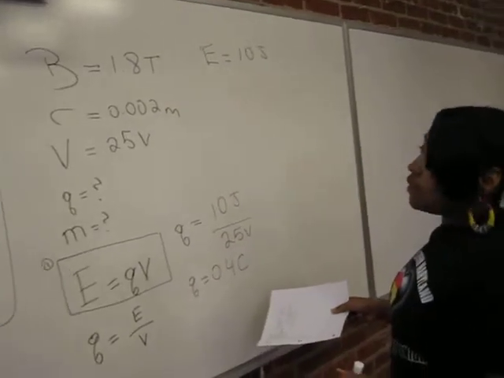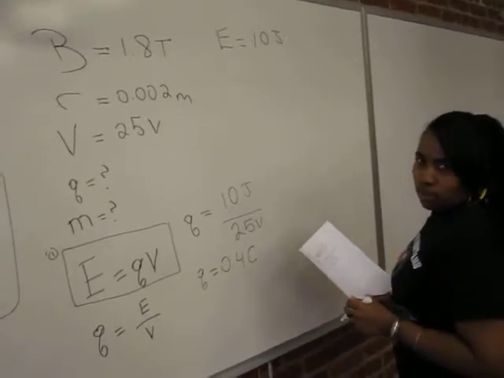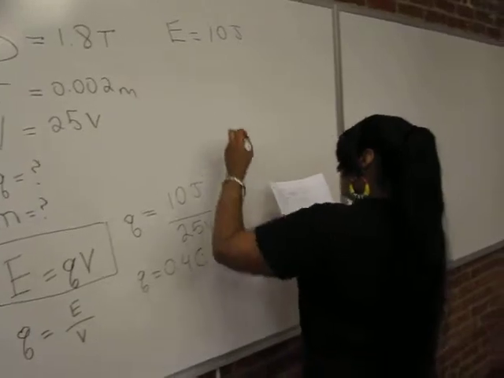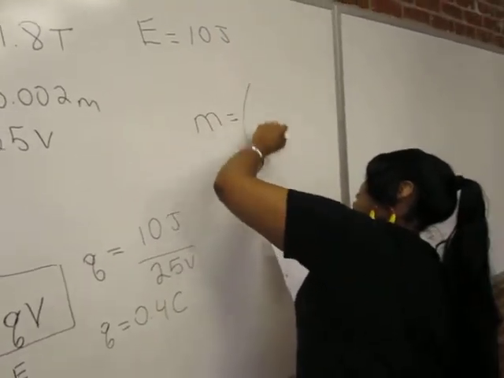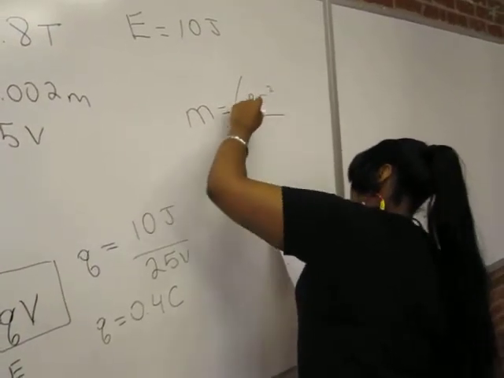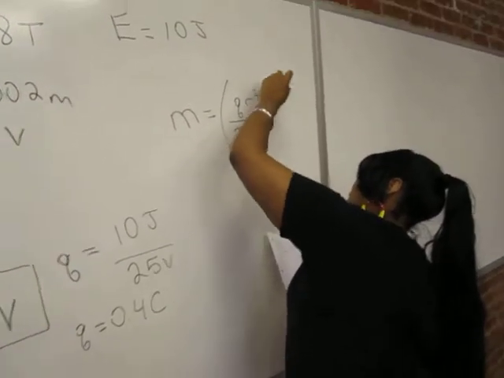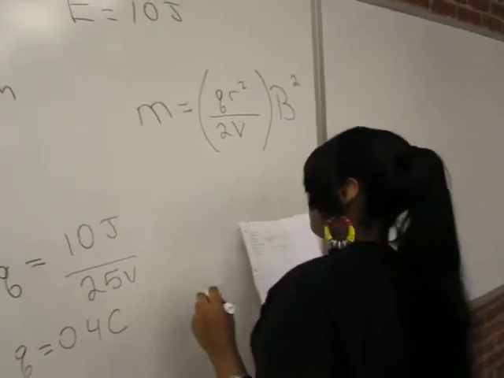With that, you can finally use the equation that's in your textbook, chapter 21.5, I believe. For those who don't know the equation, here it is: mass equals your charge times your radius squared over 2 times the voltage times your B field squared.